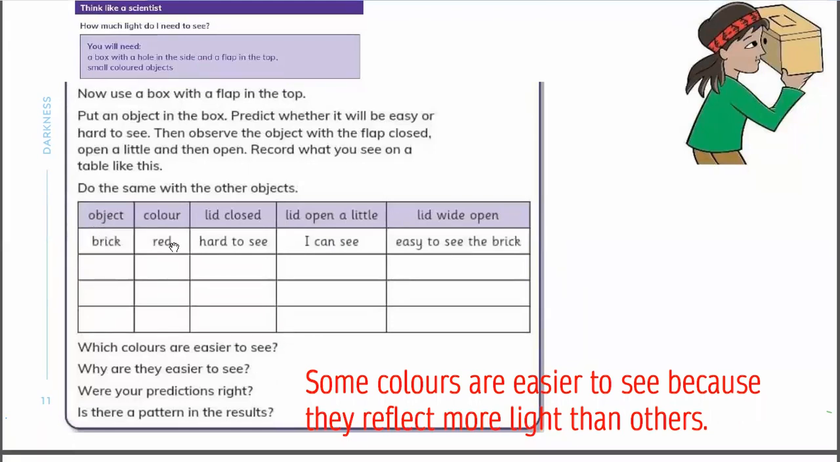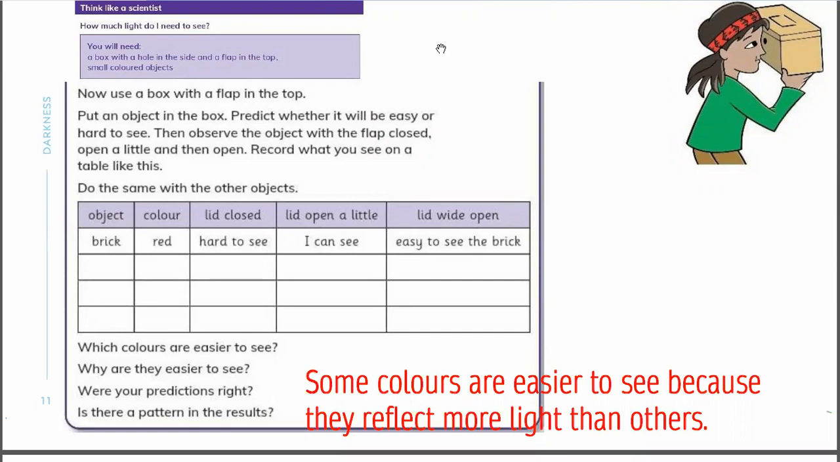So look here. Brick. What is the color of the brick? Red. Lid closed, it is hard to see. Lid open, I can see. Lid wide open, easy to see the brick. This lid on the top, when you open it fully, you can see the brick easily. When it is half open, then you can see it, but it is hard. When it is closed, you cannot see it properly.